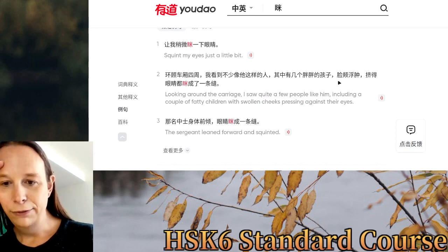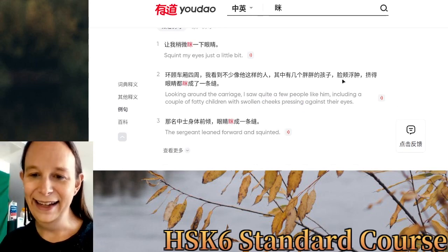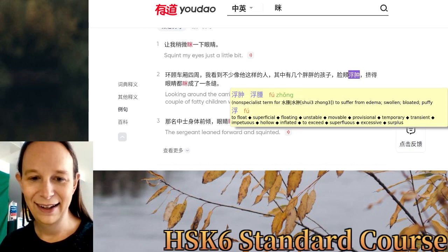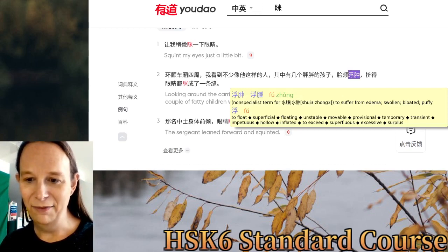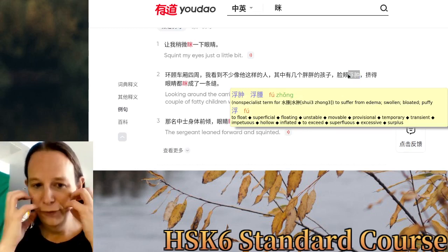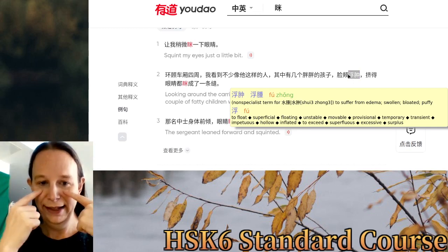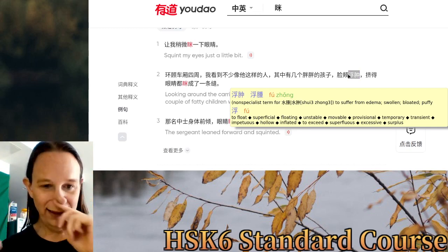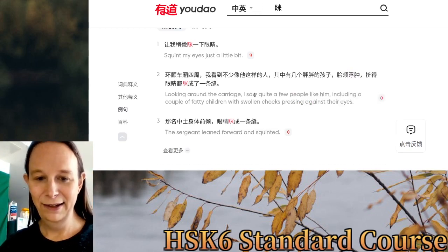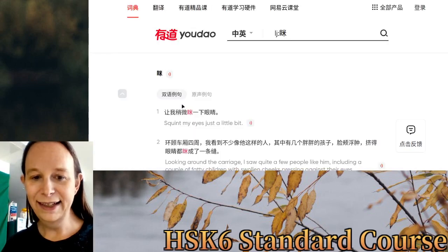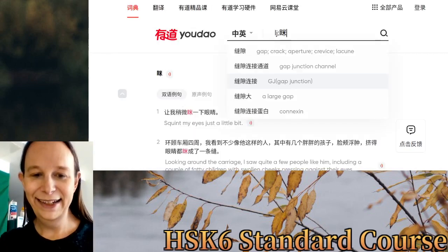脸颊浮肿. 脸颊 is your cheeks. 浮肿. What is 浮? Like floating, and 肿 is swollen. 浮肿. It is just swollen. Swollen cheeks that are puffing up and causing their eyes to kind of squish together and cause them to squint. Yeah, 眼睛眯成一条缝. 眯成一条缝. Sounds like I should learn that as a separate entity and say that.